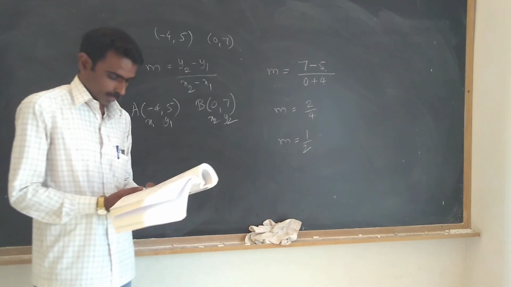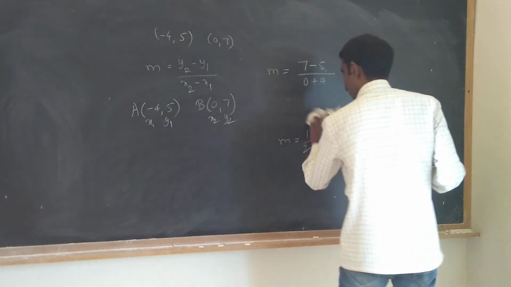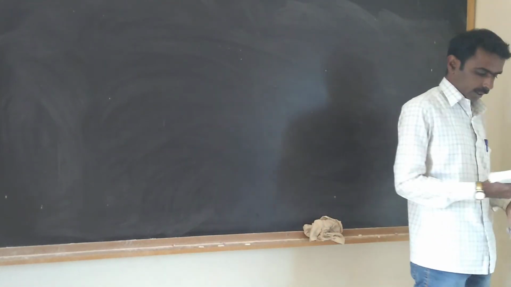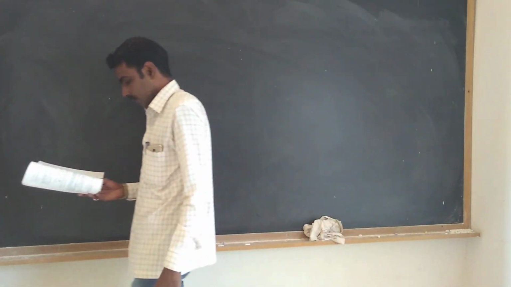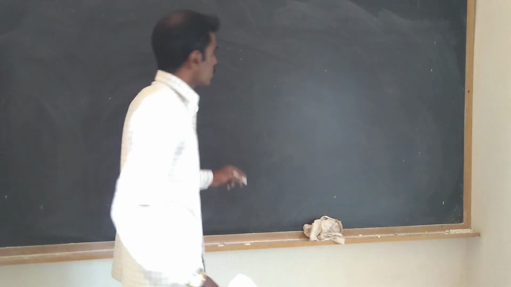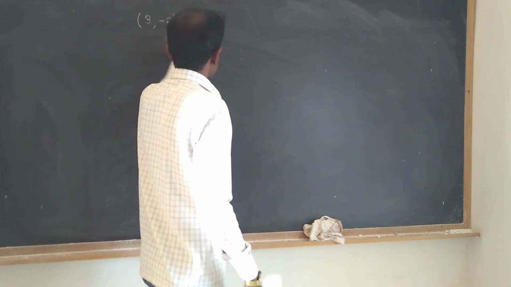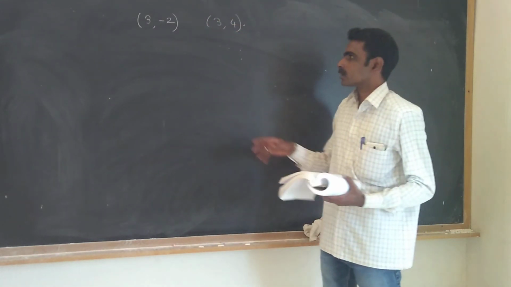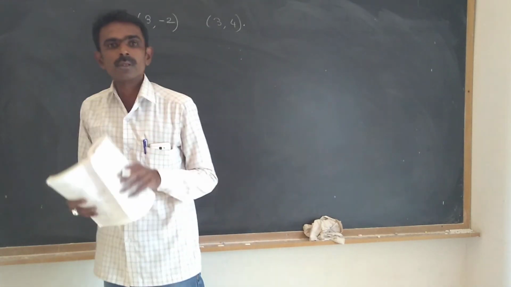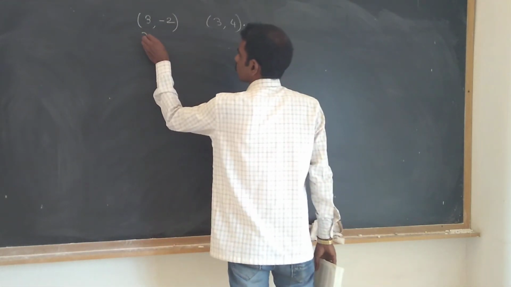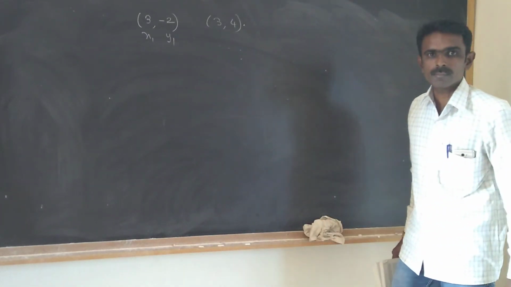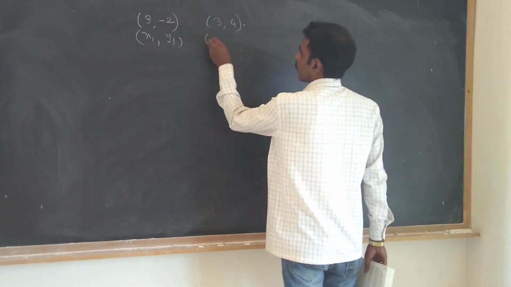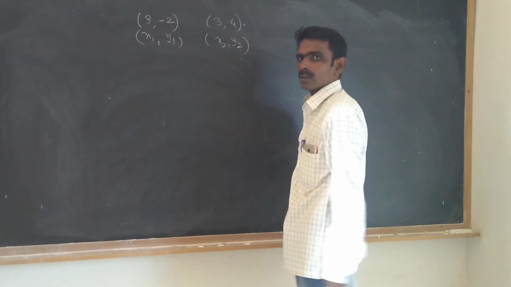Then next, one more problem we shall solve, and then we shall proceed with the other things. Find the slope of the line which passes through the points (3, -2) and (3, 4). Here x1, y1 are the point (3, -2) and x2, y2 are the point (3, 4).